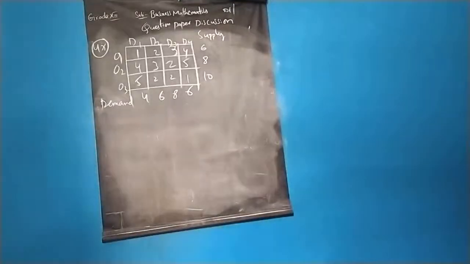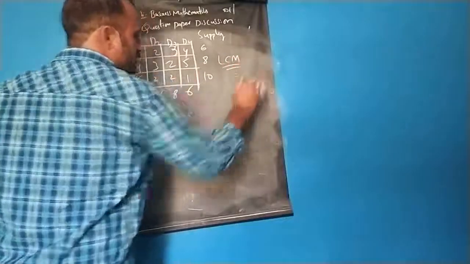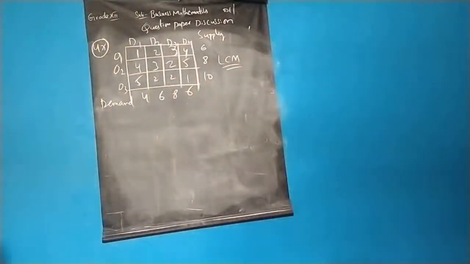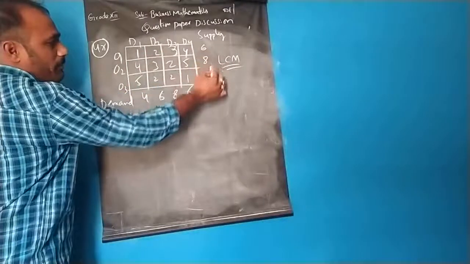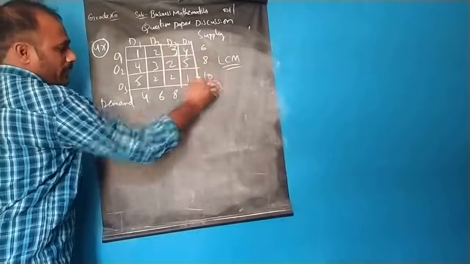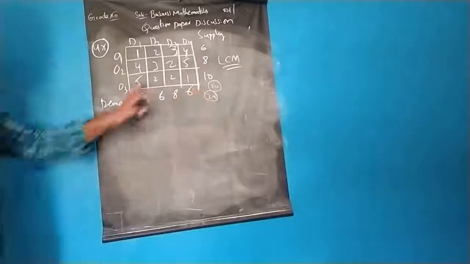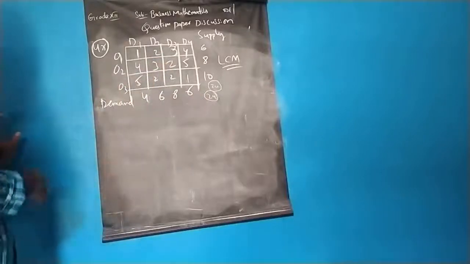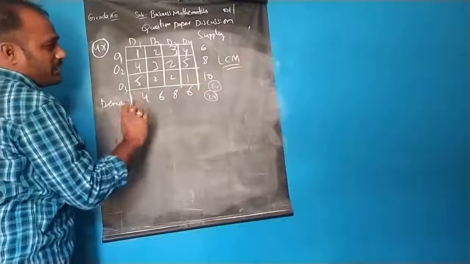Next, let us see the 47th question. He is asking us to solve by LCM, the least cost method. So we are finding the solution by using the least cost method. Here 6 plus 8 is 14, plus 10 is 24, which is the total supply, and the demand is 24. So the supply and demand are equal, so we can find out the optimal solution. By using the least cost method, what does the least cost method indicate?